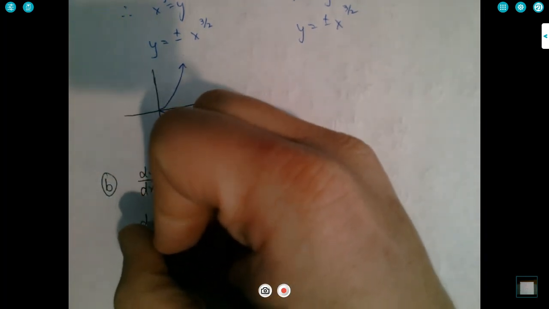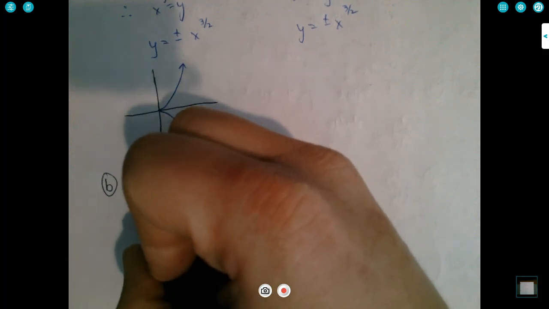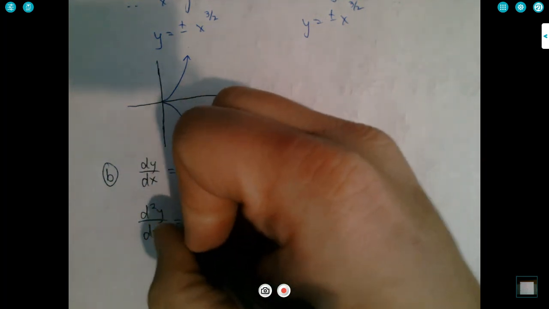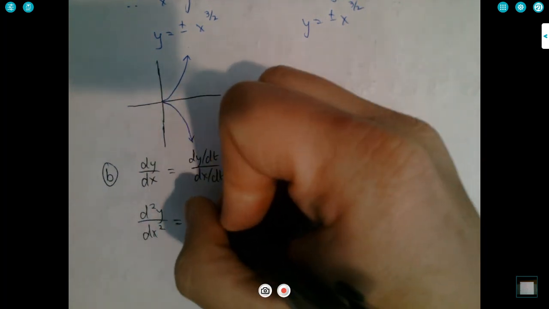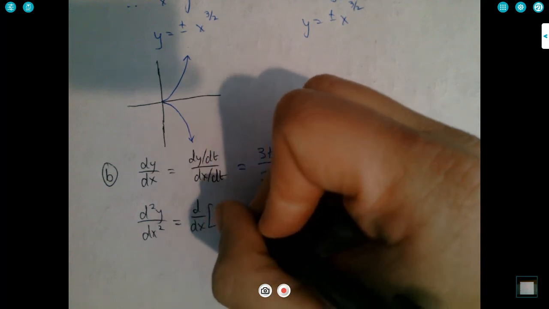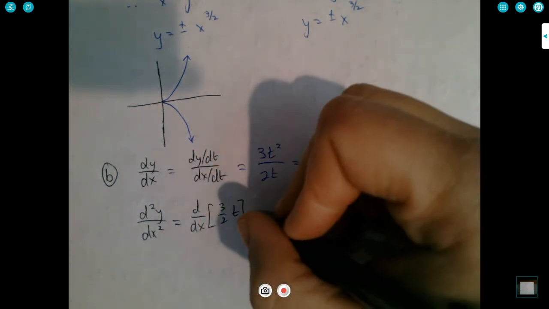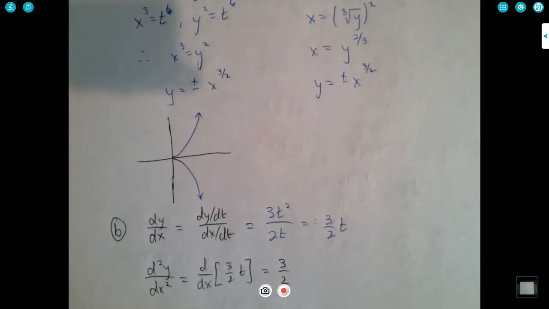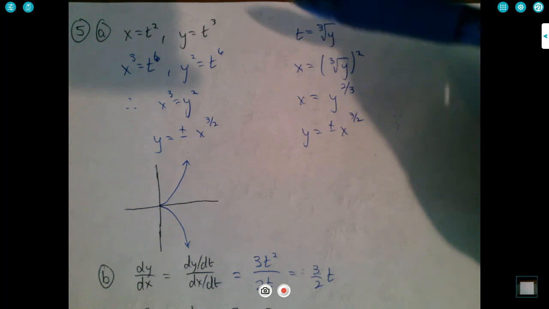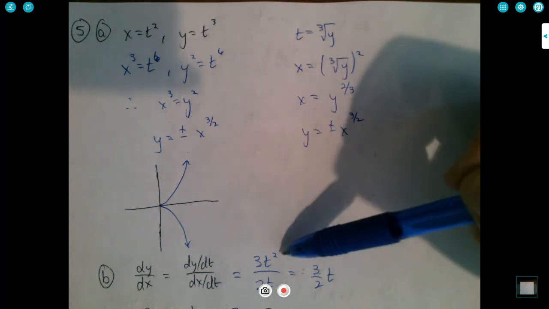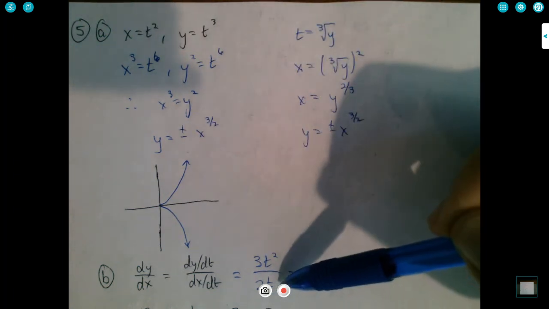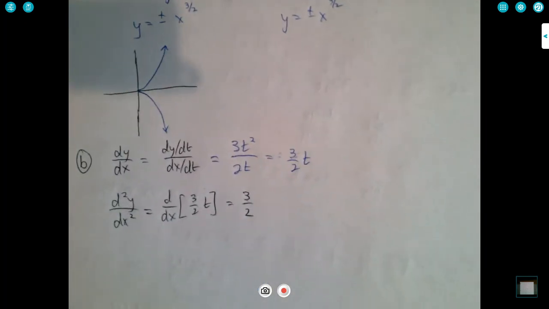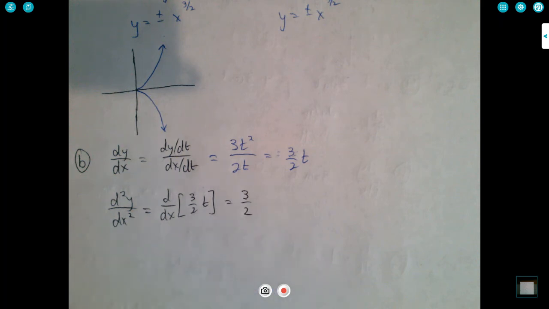d squared y over dx squared then is just, well, for that I'm just going to say it's the derivative of 3/2 t, right, which is just 3/2. So there's the second derivative. Boy, did I make a mistake somewhere? So dy/dt is 3t squared, dx/dt is 2t. Yeah, that should be correct. Okay, I think I'm good. I just wasn't expecting to get a constant for the second derivative.